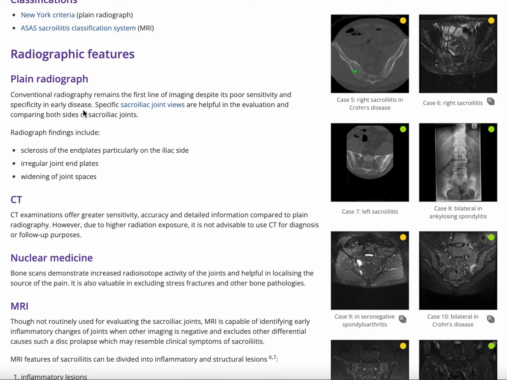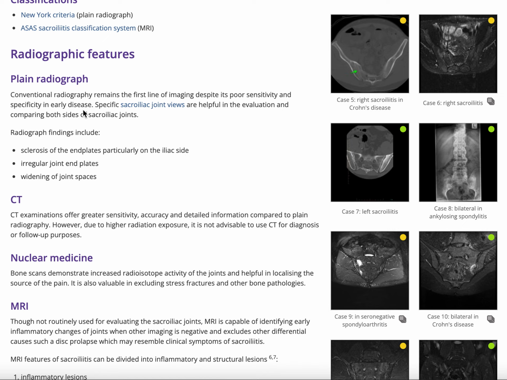Radiograph findings include sclerosis of the end plates, particularly on the iliac side, irregular joint end plates, and widening of joint spaces. So the radiographic features of sacroiliitis include sclerosis of the end plates, particularly on the iliac side, irregular joint end plates, and widening of joint spaces.